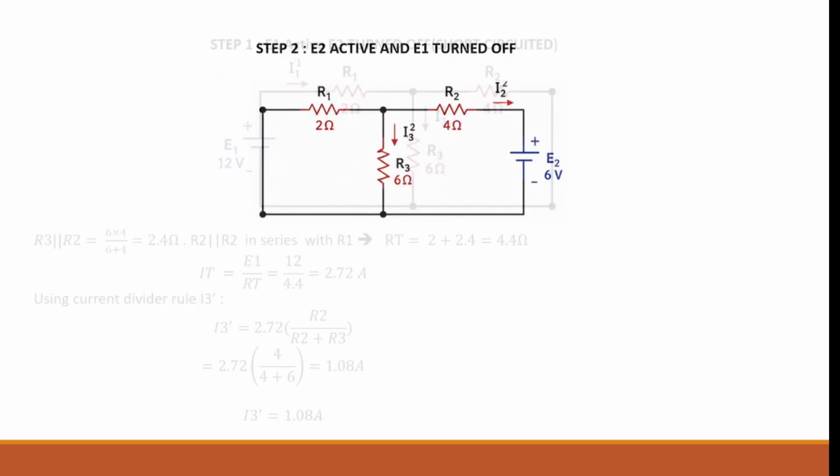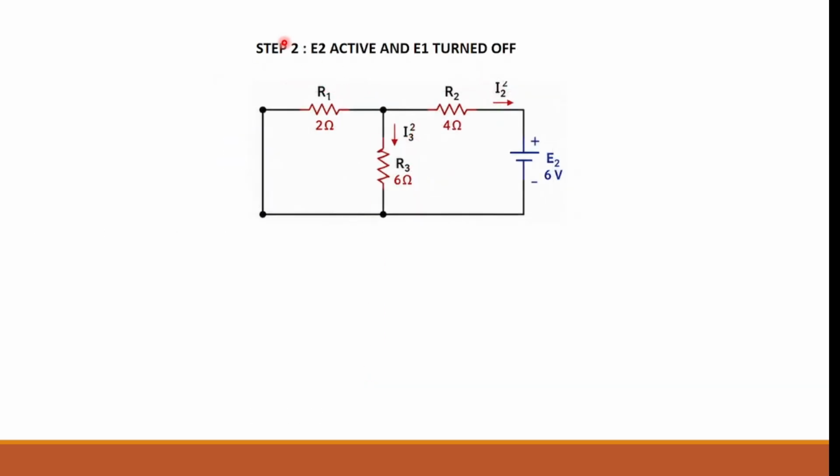Now let's go to step 2. In step 2, we need to keep E2 active and turn off E1. In this case, we realize that R1 and R3 are in parallel, because we are going to follow the same steps: calculate the total current in the circuit, then the current flowing through R3. So we calculate the equivalent resistance of R3 and R1 in parallel: 2 multiplied by 6 divided by 2 plus 6, which is 1.5 ohms.